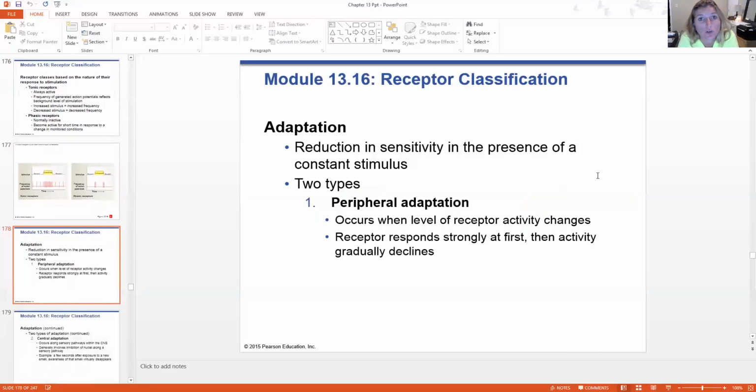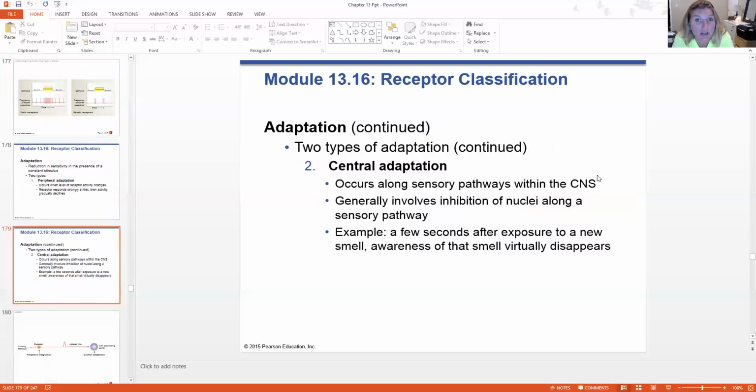Adaptation is your reduced sensitivity to some type of stimulus. So there's peripheral adaptation, which occurs when the receptor activity changes. So the receptor responds strongly at first, and then it doesn't respond anymore, or it gradually declines. Central adaptation occurs along sensory pathways within the central nervous system. It typically involves the inhibition of a nucleus within the sensory pathway. For instance, after exposure to a new smell, you almost don't even notice that it's there anymore.